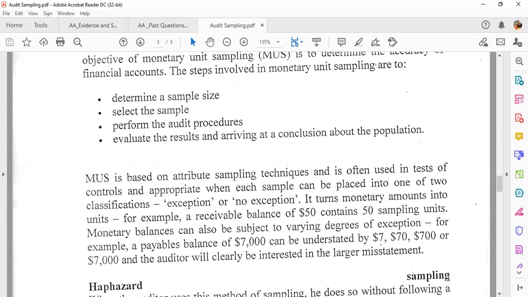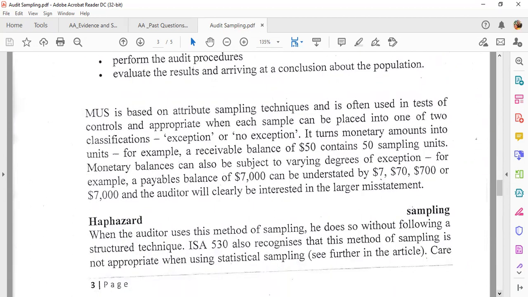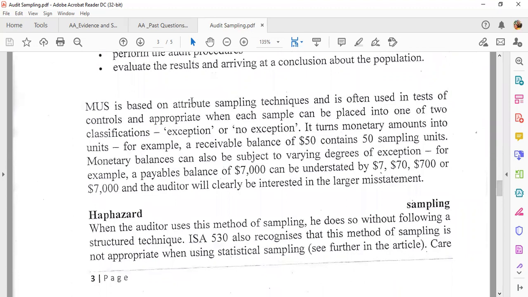Monetary unit sampling is based on attributes sampling technique, and it is often used to test controls and appropriate when each sample can be placed into one of two classifications, exception or no exception. No worry, I'll give you a good diagram that you're going to see relating to this. So just hold on before we finish the class. We will see an example of how this monetary unit sampling is conducted.